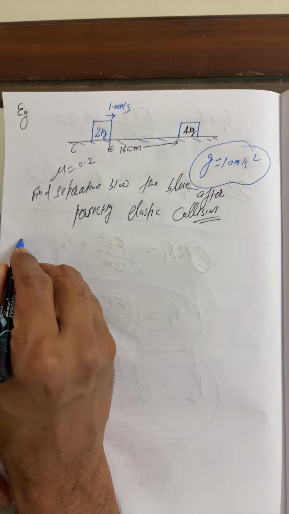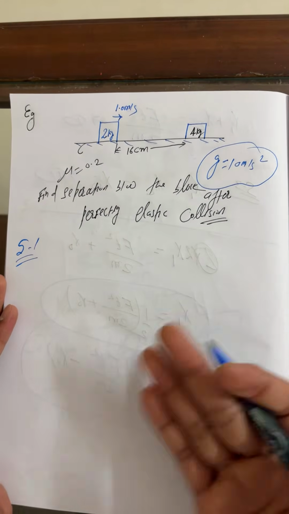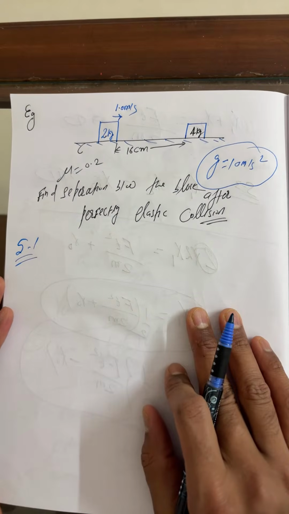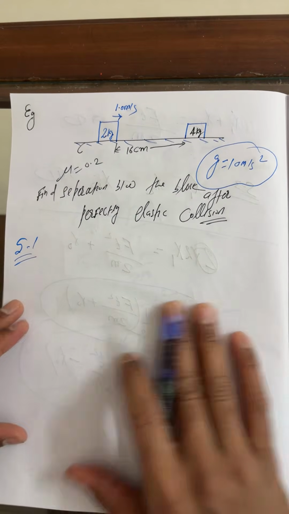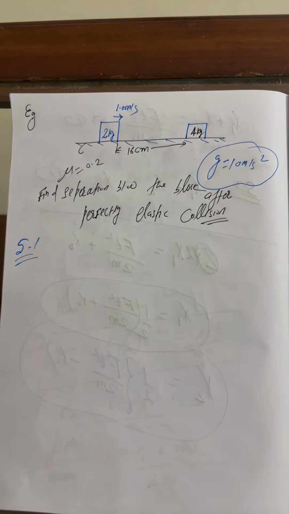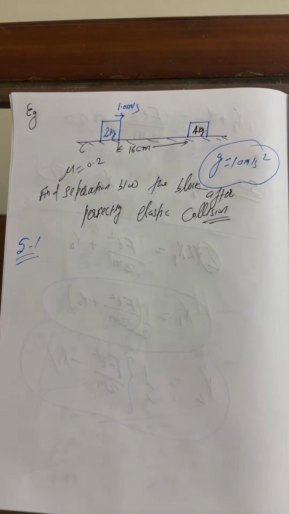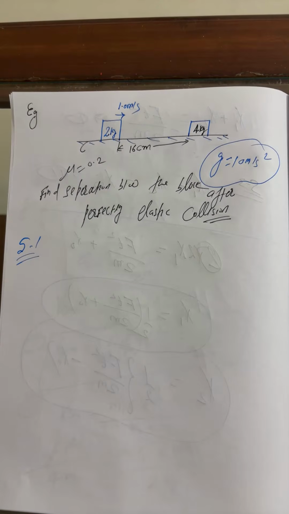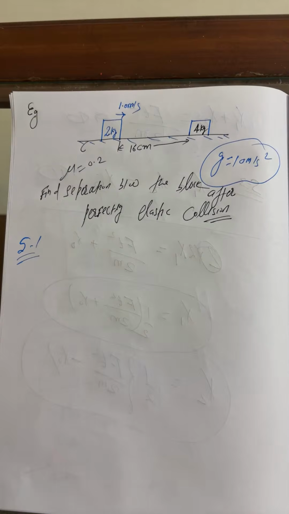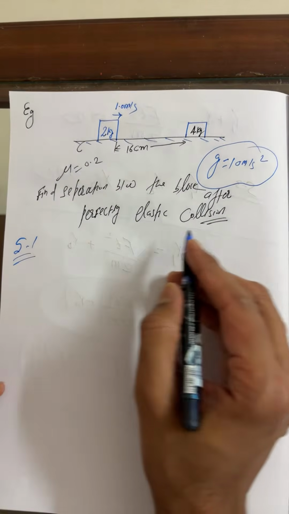In step 1, what is the first thing you can do for these questions? If the particle is initially in motion, it will come to rest finally, so you can think about retardation. What is retardation over here? Who is the culprit creating retardation? Friction force.